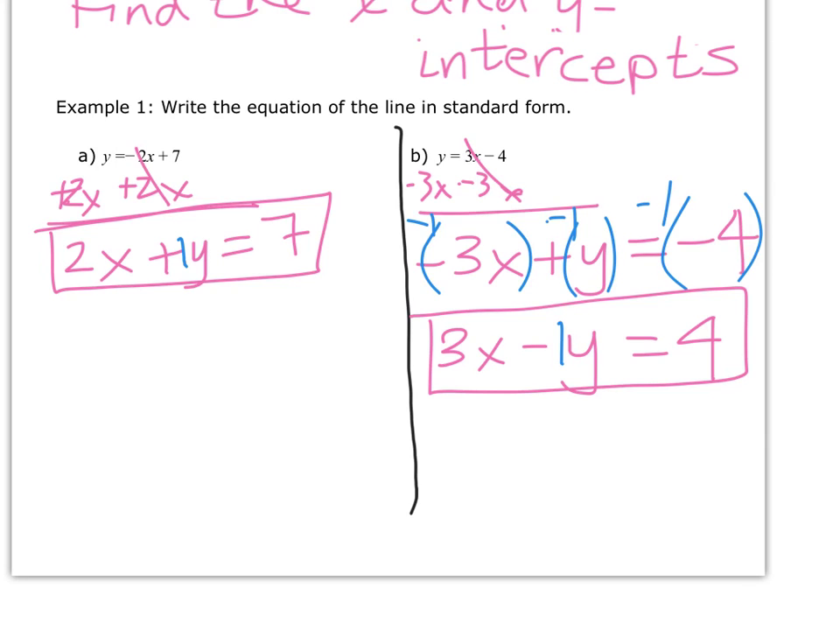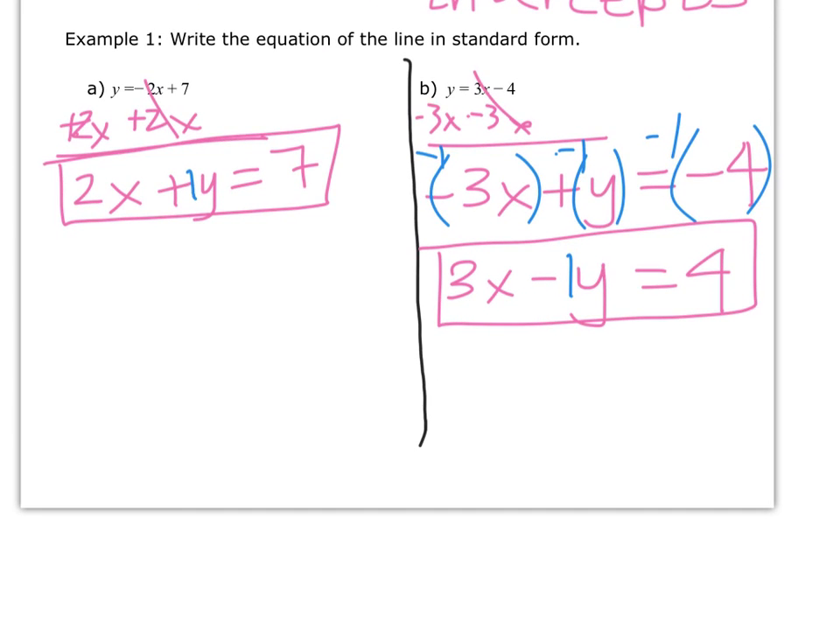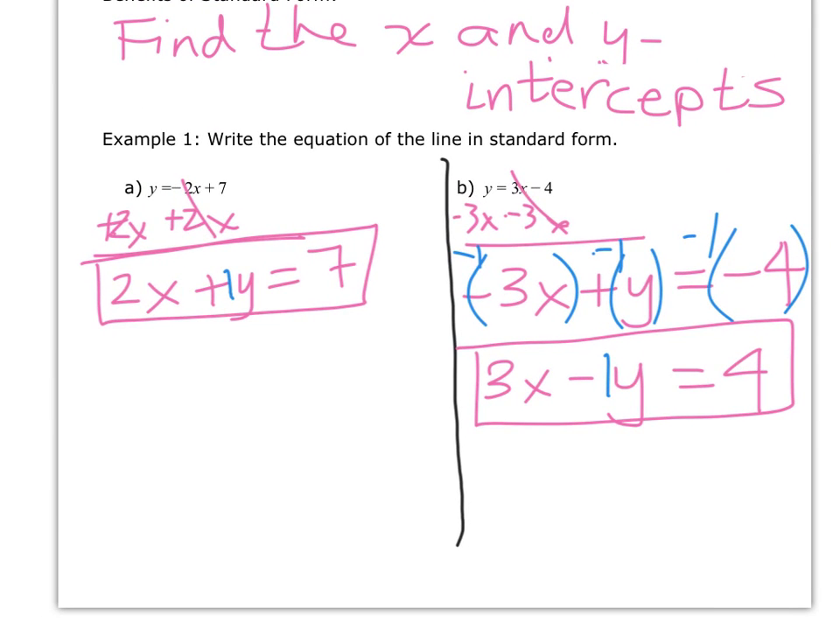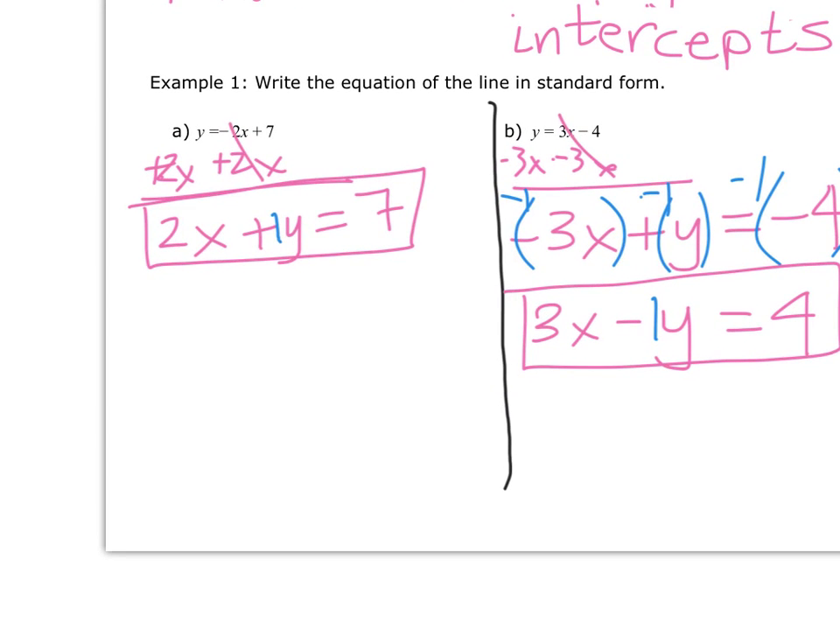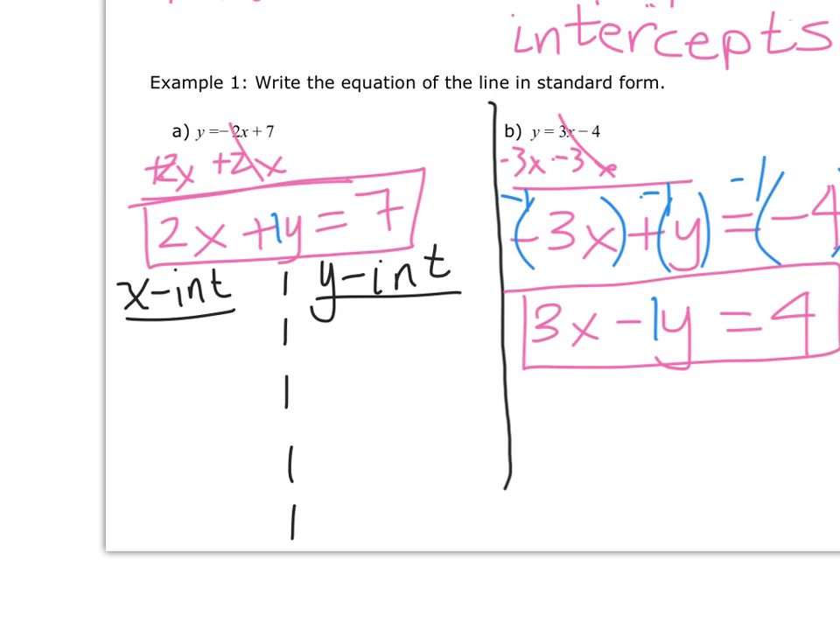All right, let's take a look at C. Actually, I'm going to go back to A. We're going to do A together. So let's find the X intercept and the Y intercept. Do y'all mind if I abbreviate intercept with INT?